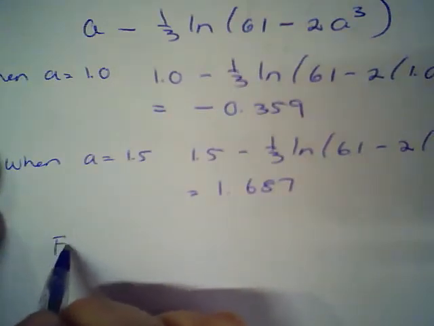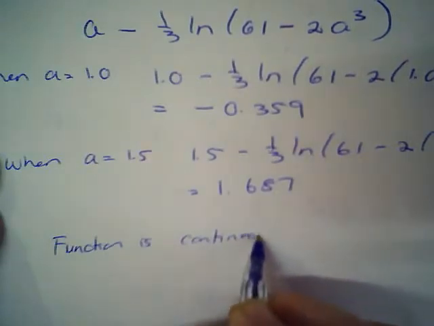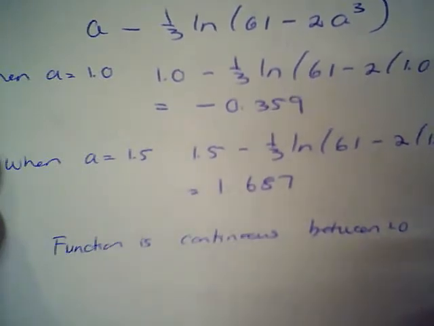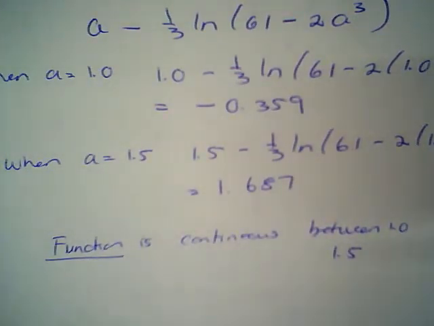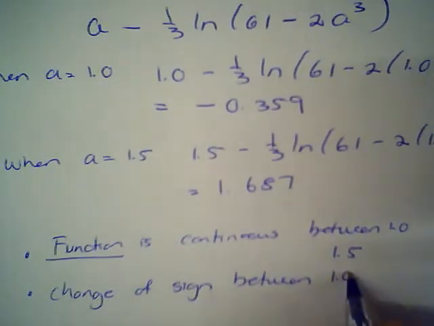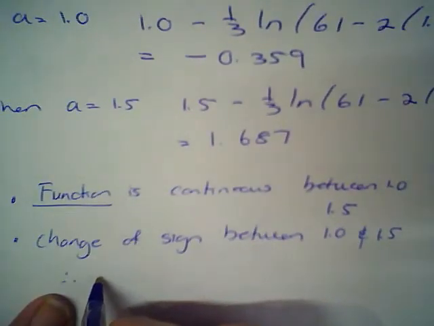Okay, good. So there are 3 things that we have to state. The function is continuous between 1.0 and 1.5. Okay, so the function is continuous. Okay, so the next point is there's a change of sign. Okay, there's a change of sign between 1.0 and 1.5. Thus, there must be a root.